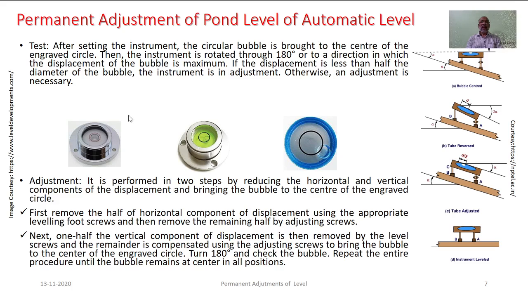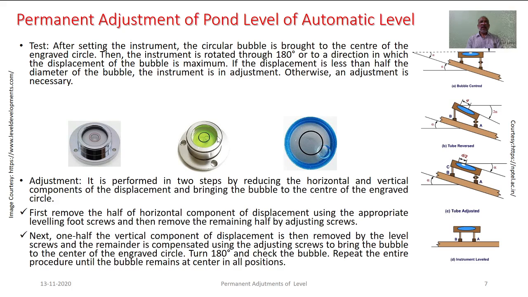Bring the bubble to the middle of its run. Make use of the remaining screw. Turn it so as to have the bubble shifted to the center of the engraved ring. Now, as we turn the telescope through 180 degrees, the position of the bubble should remain at the center.